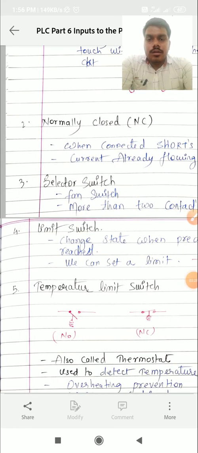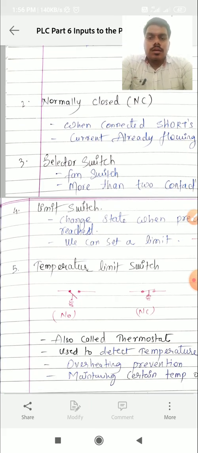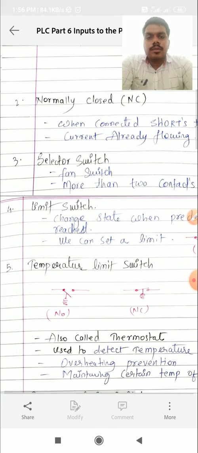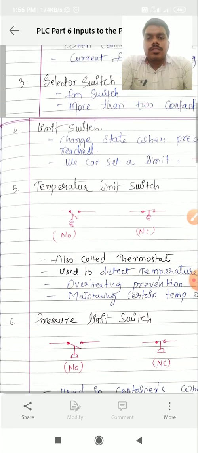Then the third one is the selector switch. A simple example is the fan switch. In fans, we control the speed. If I want to make the speed of the fan very fast, there will be coils inside, and tappings are provided on it. The kind of switch we use there is called a selector switch, like a fan switch. More than two contacts are available there, according to the tappings. Then the fourth one is the limit switch.